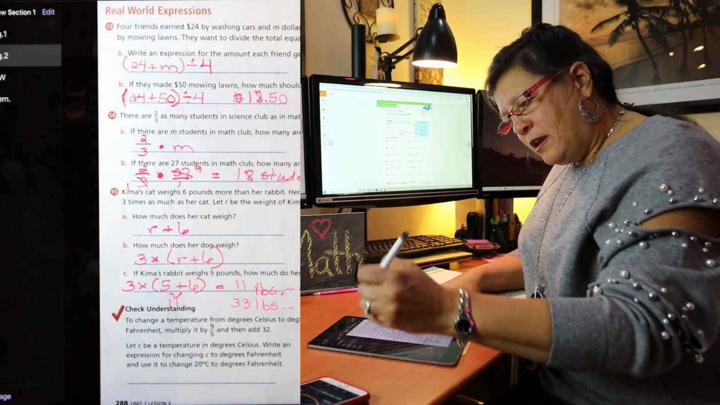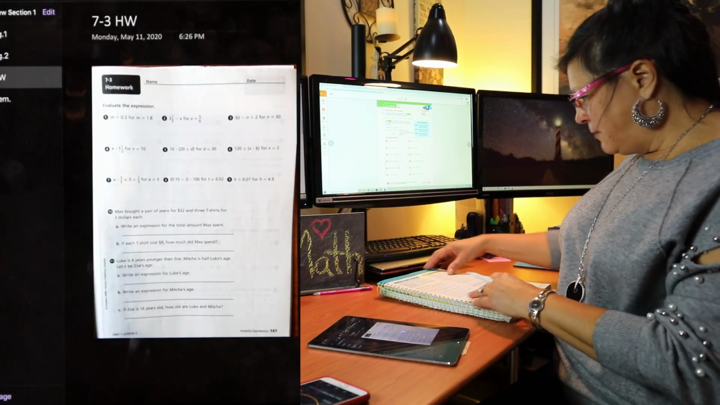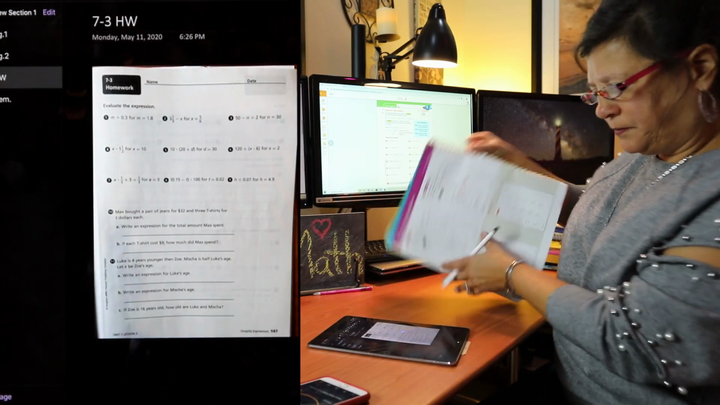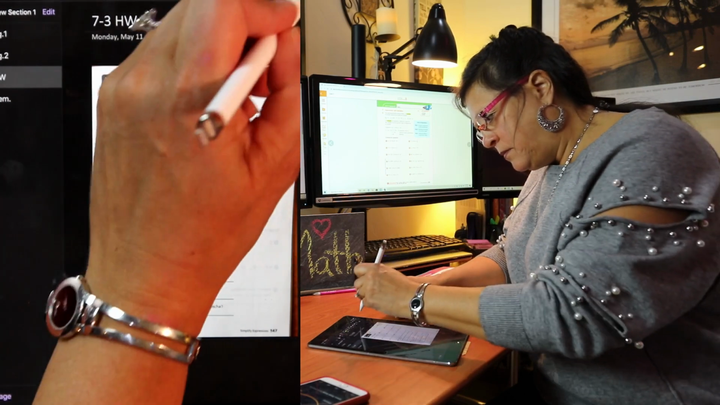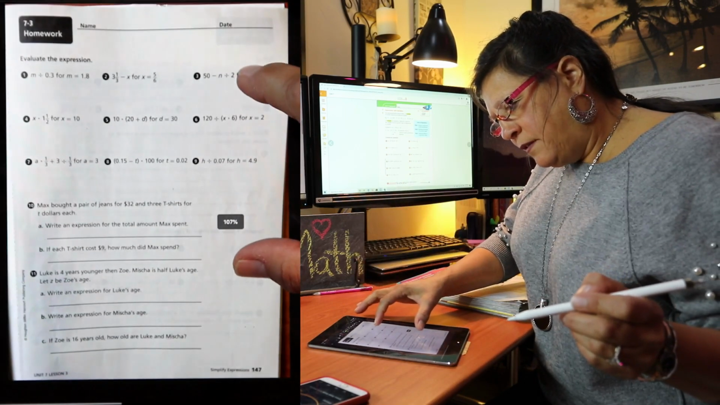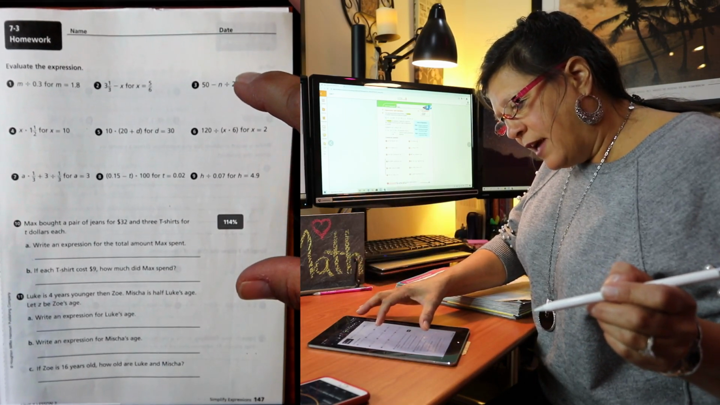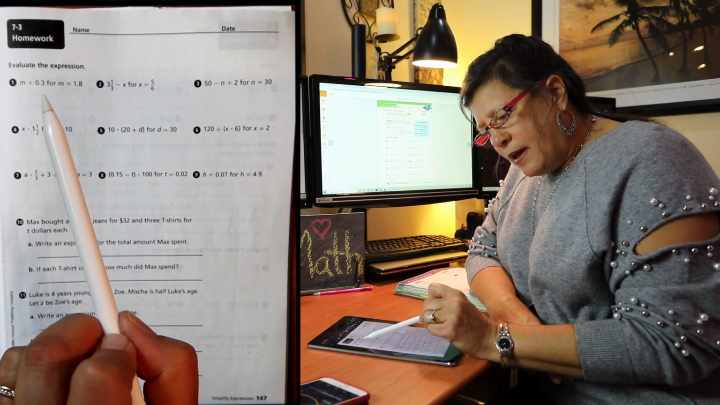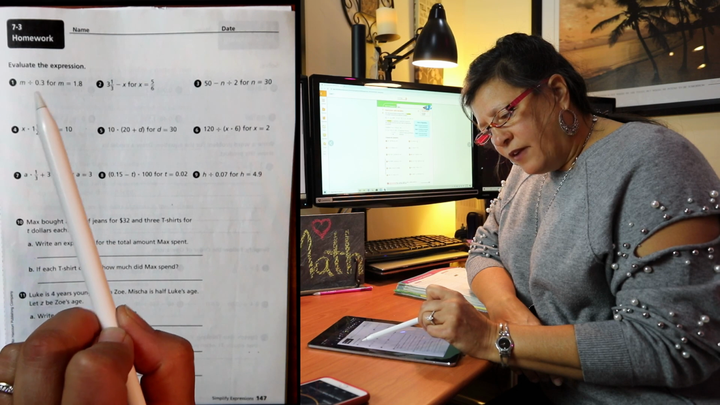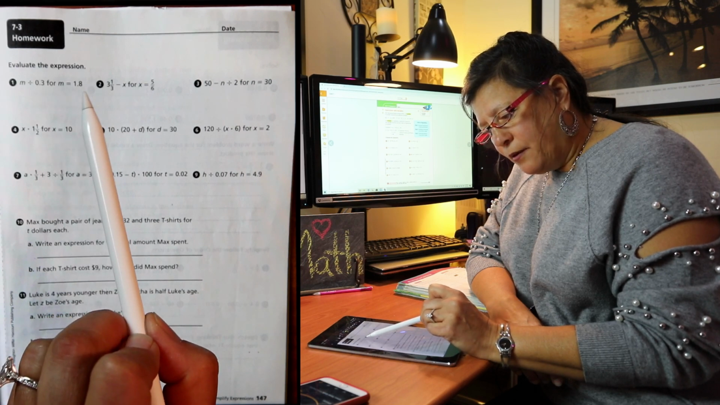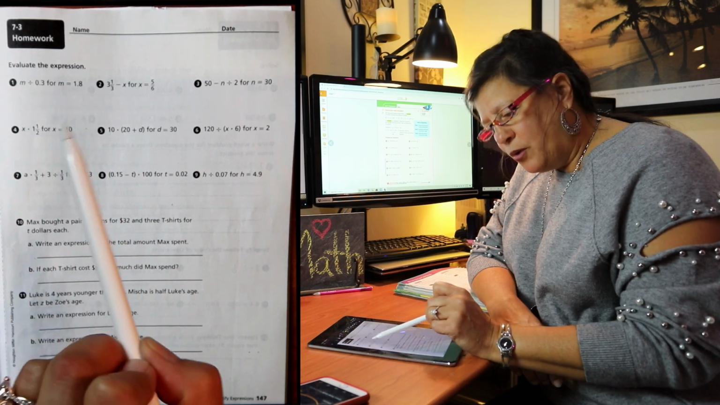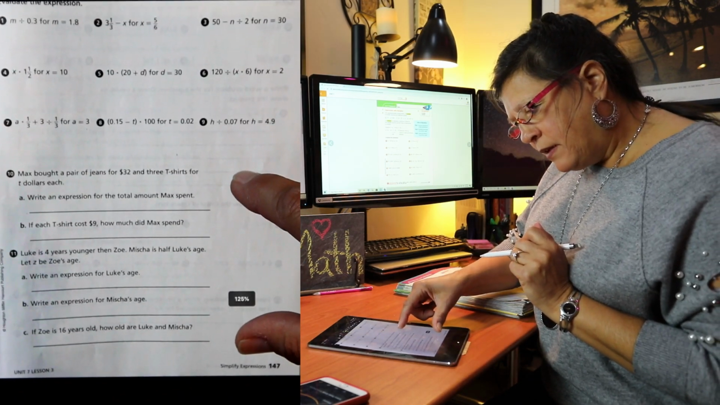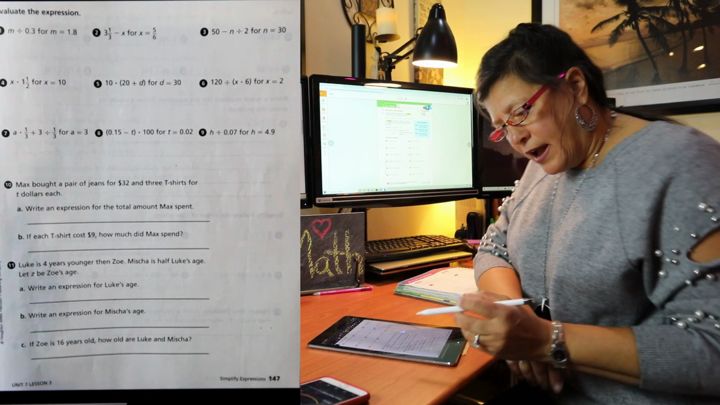Okay, let's go ahead and turn to our homework and remembering. Do some review there. Okay, 7-3 homework side. Evaluate the expression. Do the same thing that we did in the activity. Okay, m divided by 0.3, m equals 1.8. Replace the m with the 1.8 and follow your order of operation. Okay, same for 1 through 9.